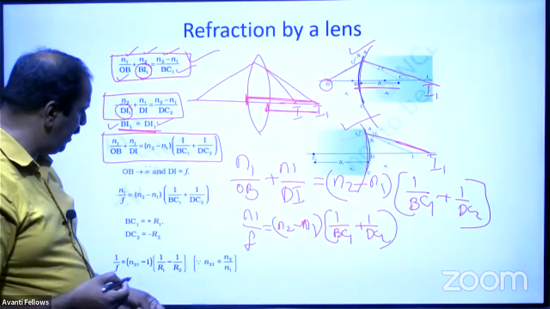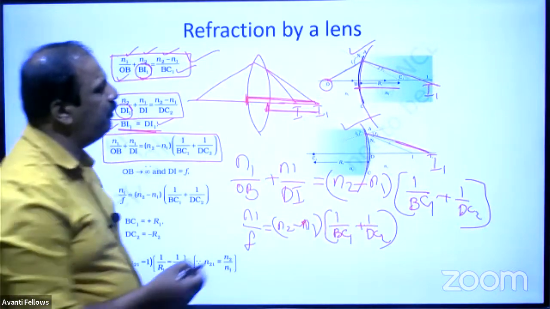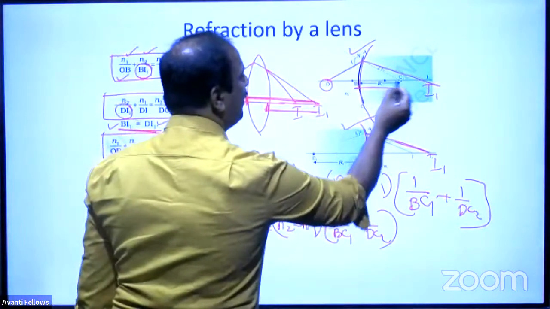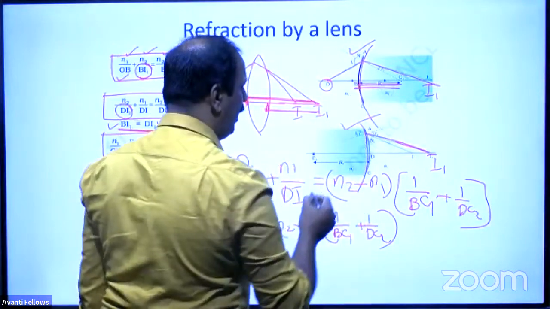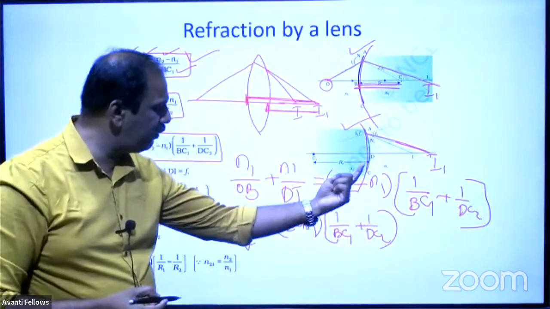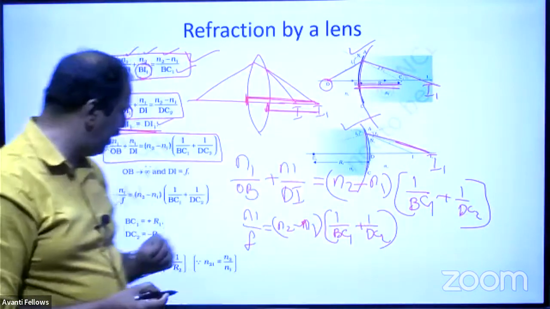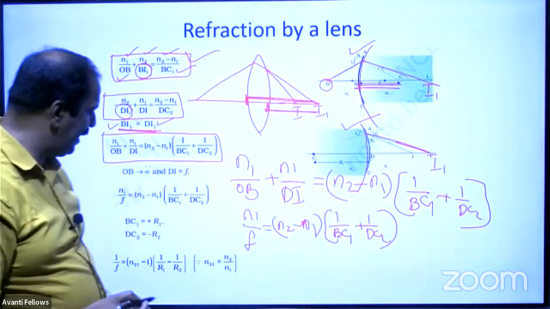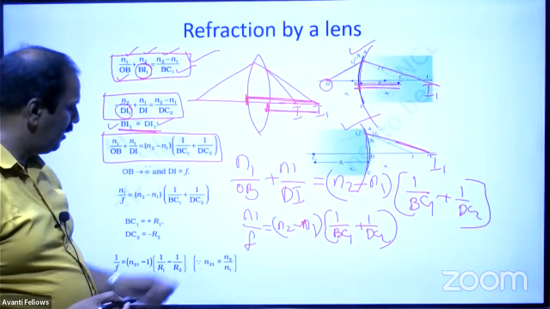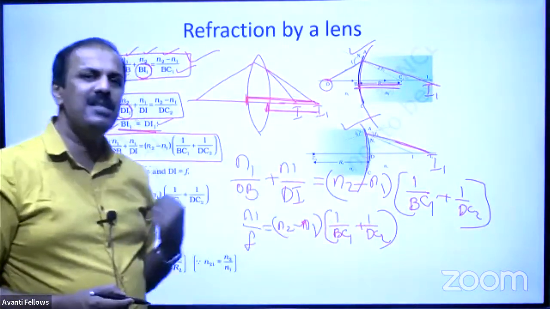Now one more thing is there. What is this BC1? BC1 means from here to here. That is the center of curvature of this one. And here DC2 is the center of curvature of this. Actually, it's the radius of curvature of this one, and here the radius of curvature of that one. But here we have a plus sign. But in this case, for the radius of curvature, that side is plus and this side it is minus.